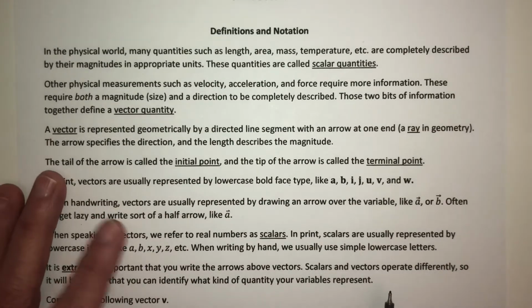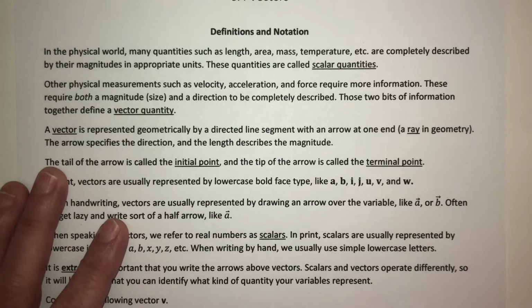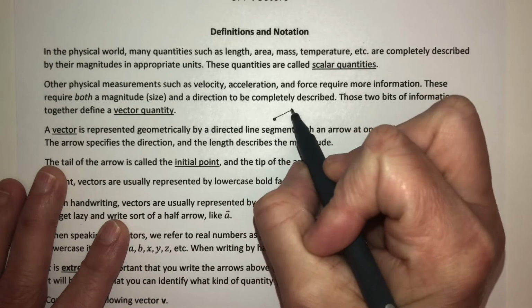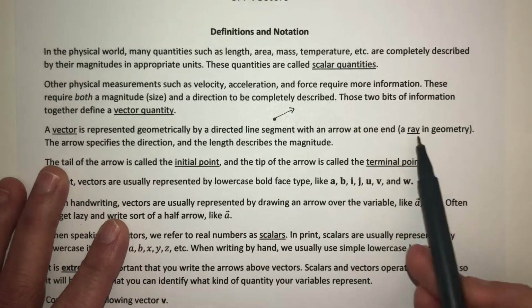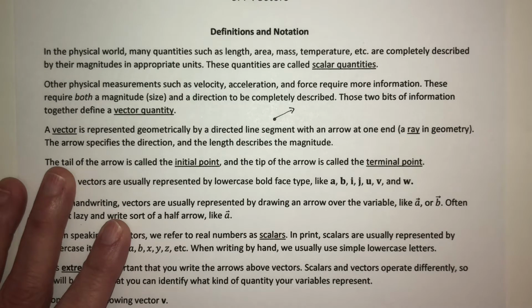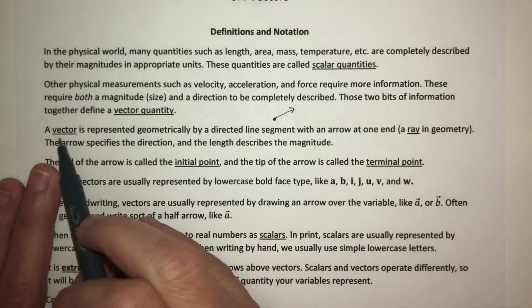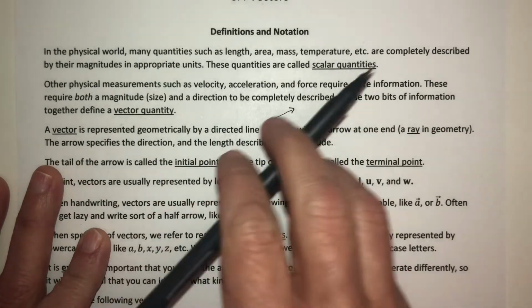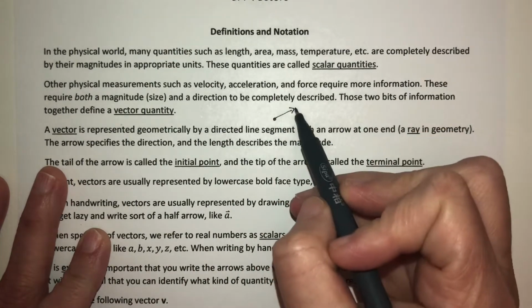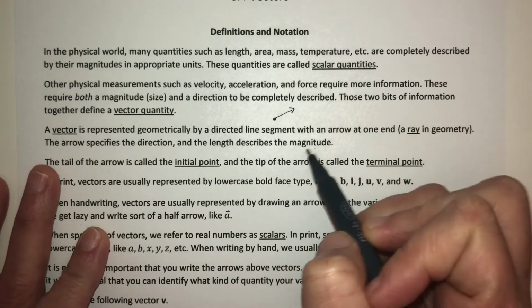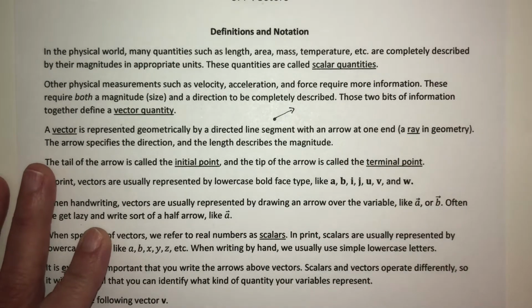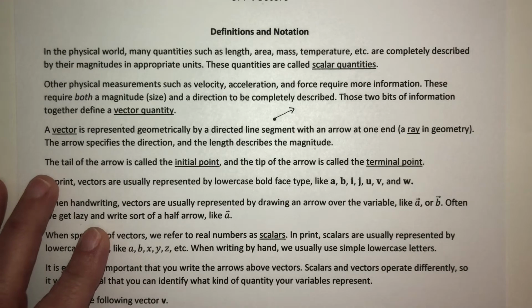Now, a vector is described geometrically by a directed line segment with an arrow at one end. So it looks something like this. In geometry, we tend to call that a ray, but we're talking about physical forces and things, so we're talking about vectors right now. The arrow specifies the direction, so it's being pushed in that direction. The length of the arrow describes the magnitude. So the longer the arrow, the more force is being applied, or whatever physical measurement you're talking about here.